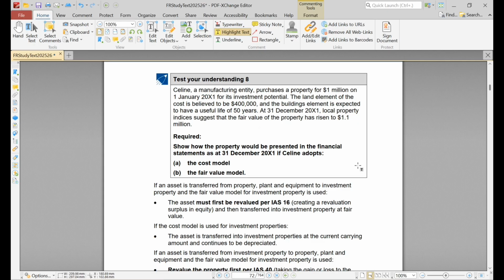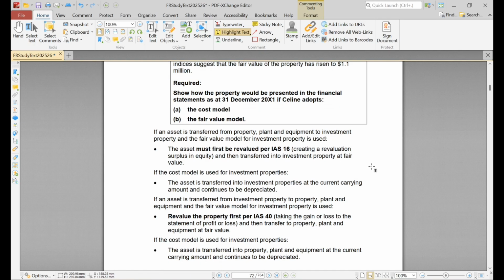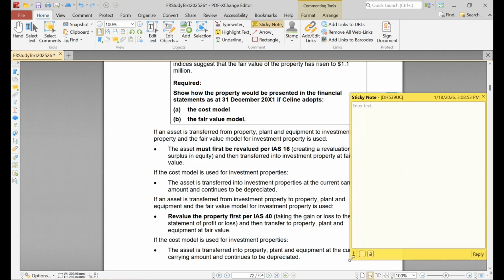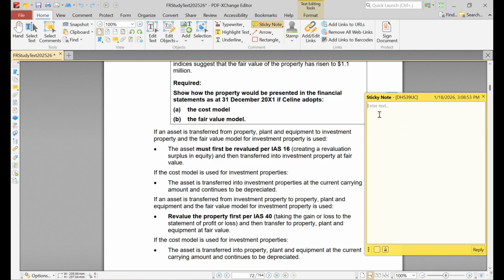Now, we would solve this example, but before that, let's quickly read this. Sometimes you might transfer an asset from PPE to investment property or vice versa. Now, let's say that you're transferring a property from IAS 16 to IAS 40, that is investment property. And for the investment property, you're valuing it using the fair value model.